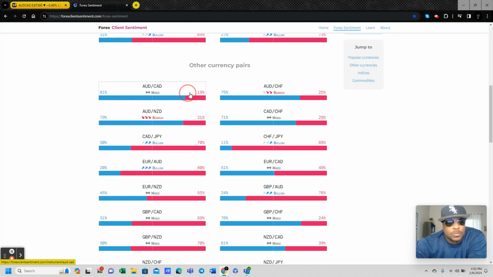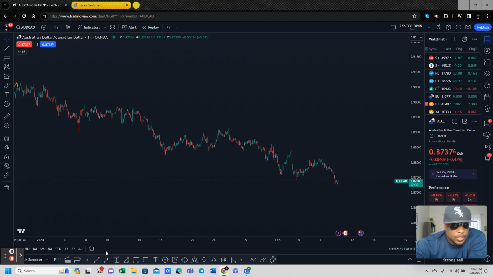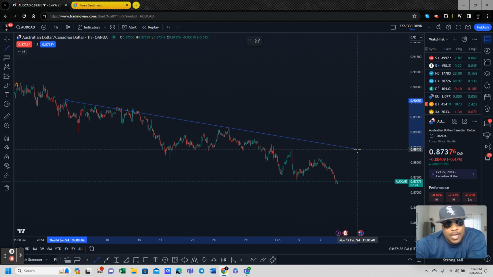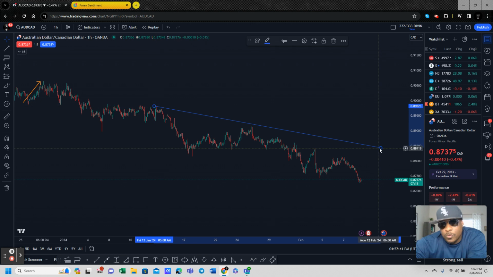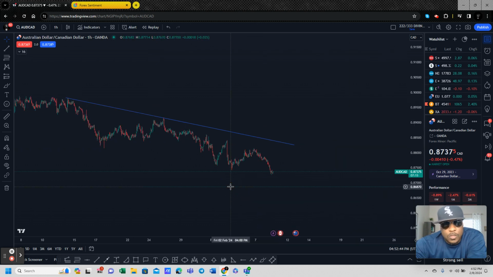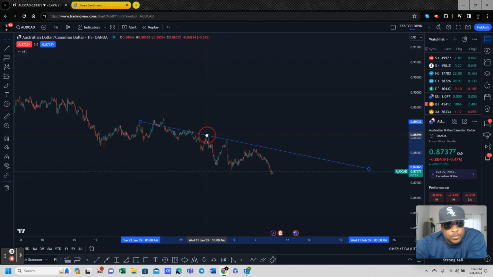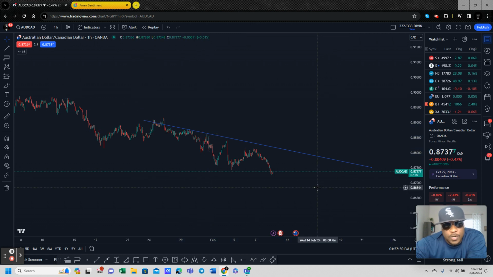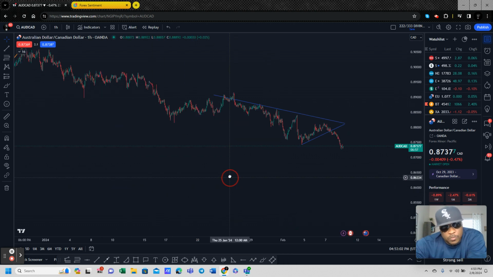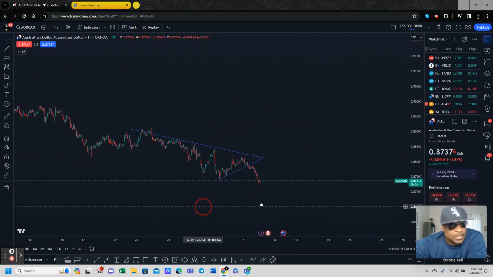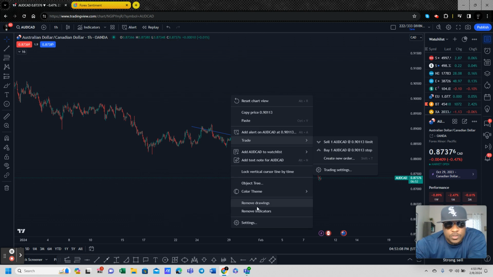So 81% were long, 19% short. We're in a downtrend, so in this case, with these moves coming down, we want to be looking for selling opportunities. There have been plenty of moves down to the downside, and this has been playing out for a while. You clearly see we're in a downtrend. We're moving down, broke out, going down to the downside. So when you see those extremes, that's what we're going to look for.